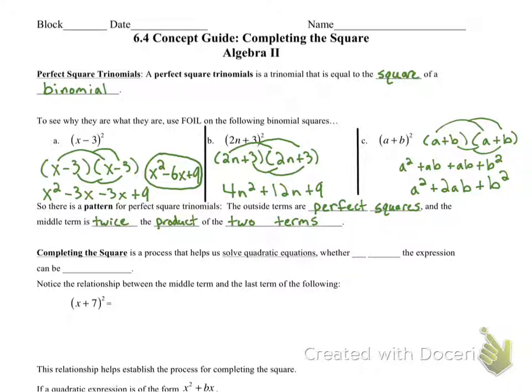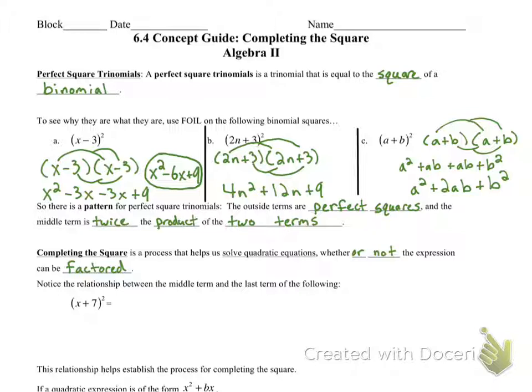Completing the square is a process that helps us solve quadratic equations, whether or not the expression can be factored. So far we've factored to find the roots of the quadratic, we've graphed to find the roots, we've done the quadratic formula, now we're doing completing the square. Completing the square is another way to do it when you can't just factor the equation.